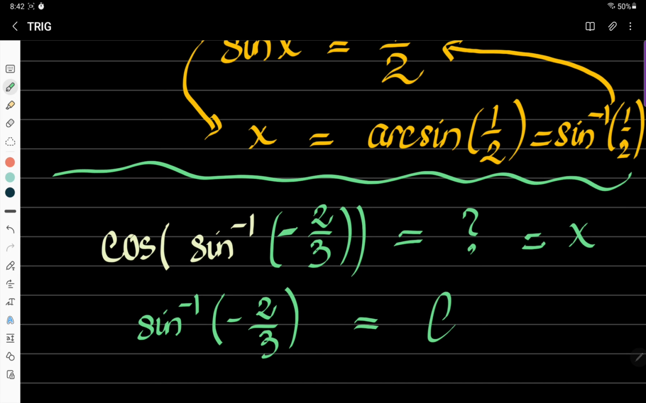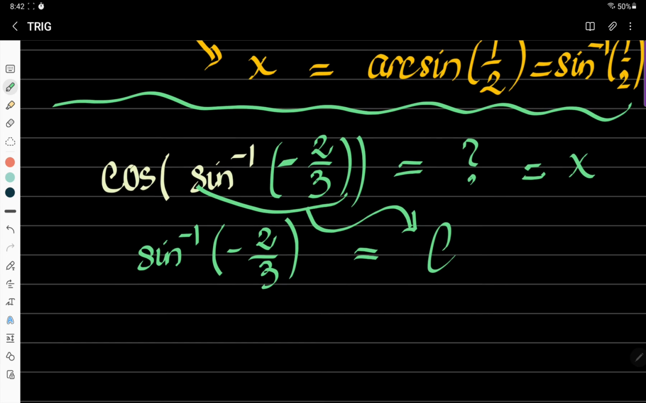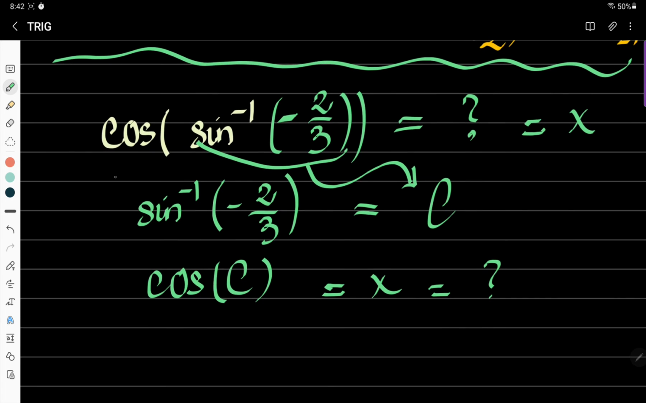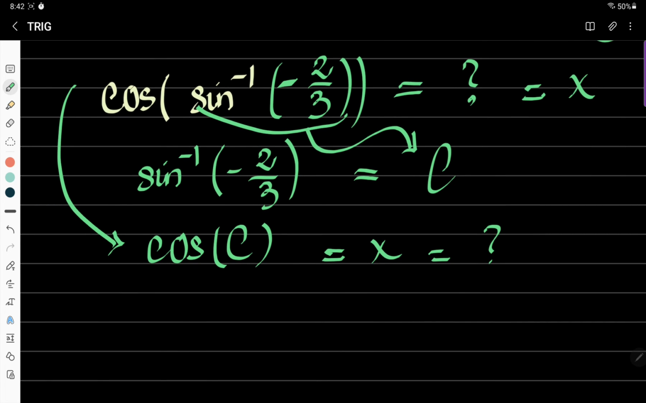By the two equations, basically this whole thing right here, divide by 2, equals C. So at the end, we will try to find this guy, cosine of C, because we put the whole thing as C. Now, how do we do this?